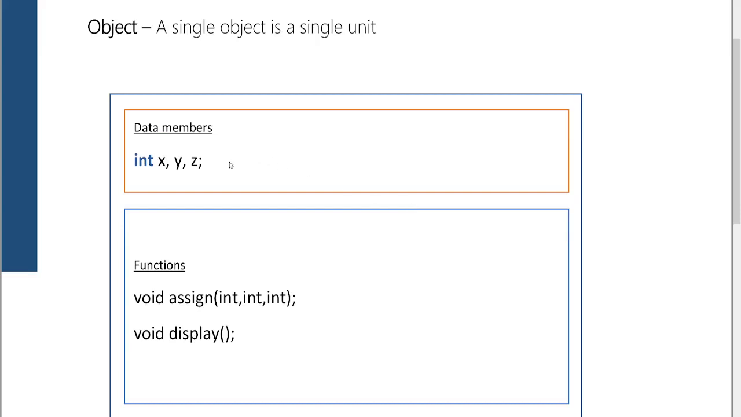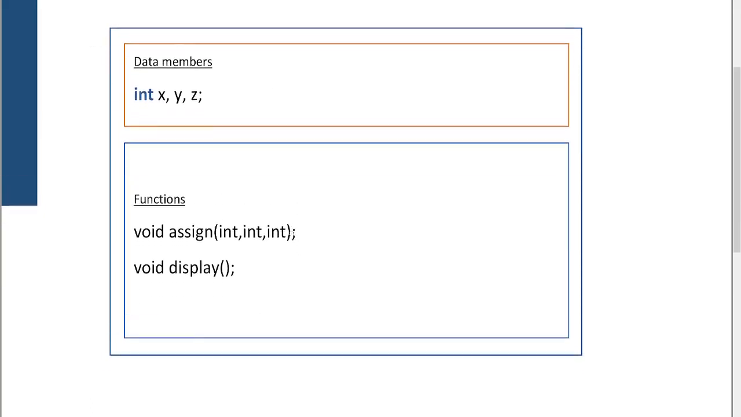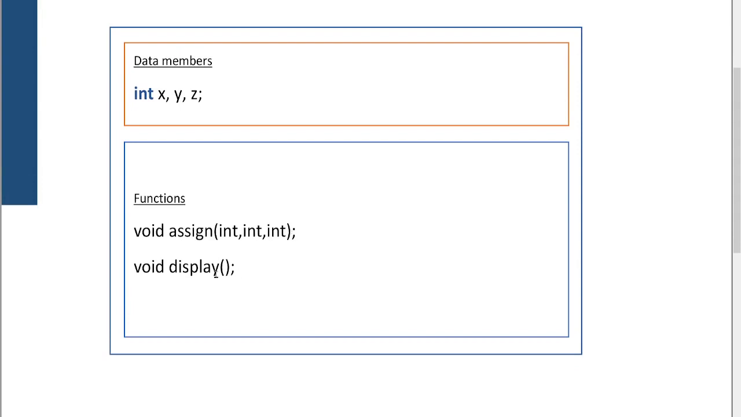So what does this single unit actually look like? It has data members. One object has data members and its operations, the functions it has. These functions are supposed to operate on the data that the one object has. So a single object is a single unit. It has its own data. It has its own operations. It is specific to a purpose.